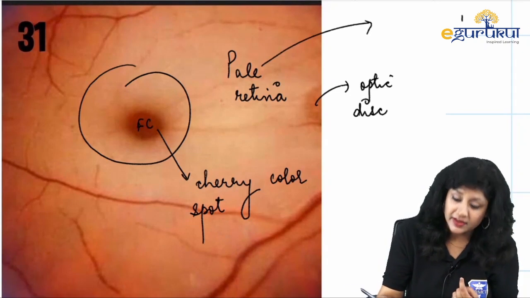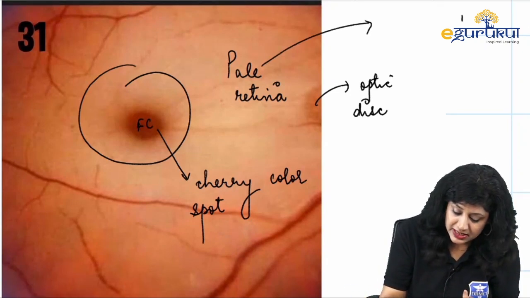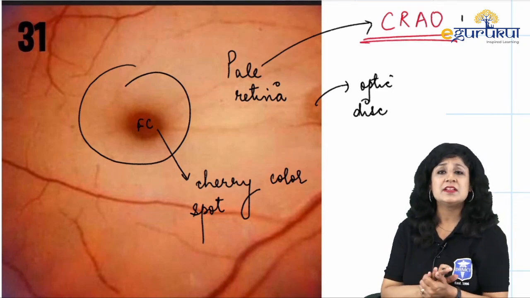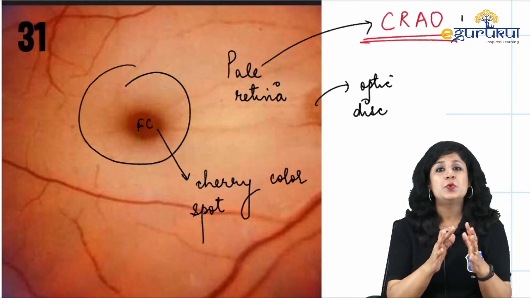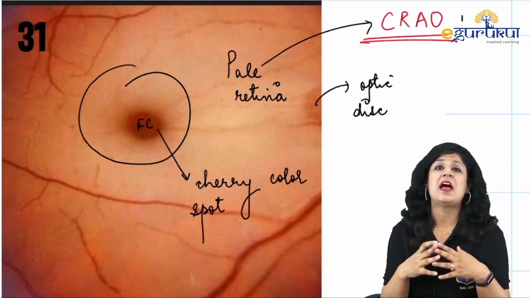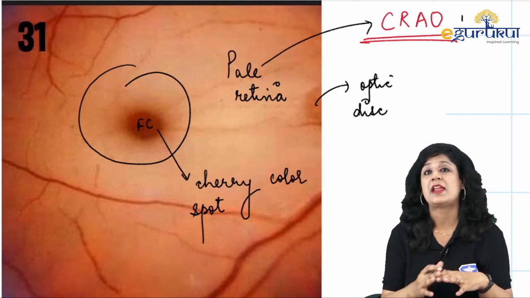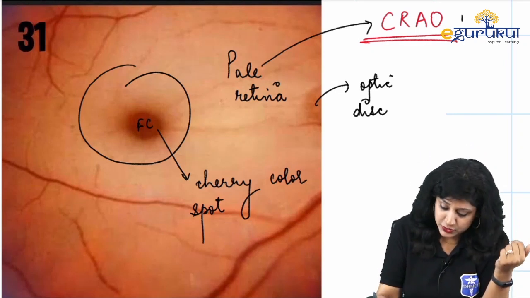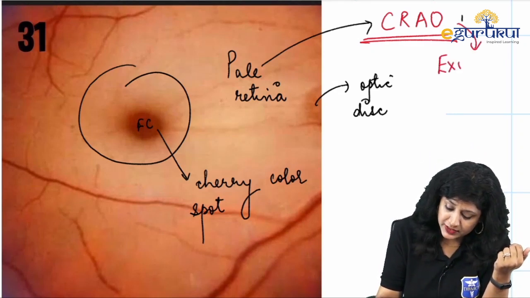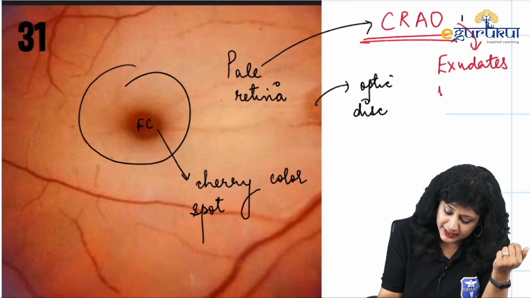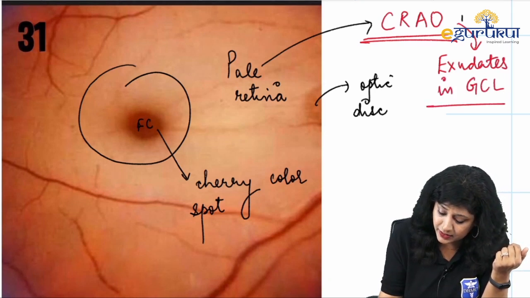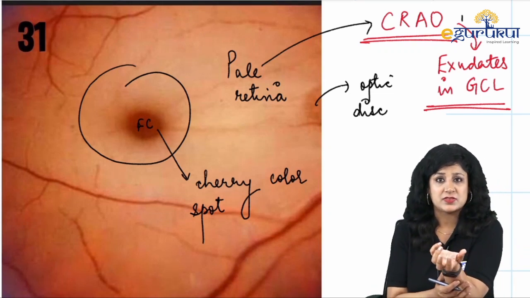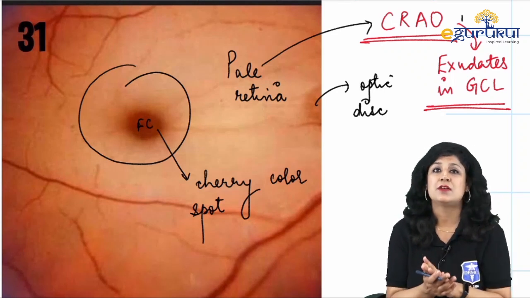So what could be there? It is a case of CRAO. So this clearly is a case of CRAO. Now, though you can get a cherry red spot at many other places also, here you are having the pale retina, milky white retina also. Why? Because of the collection of exudates in the ganglionic cell layer. And this ganglionic cell layer is actually absent in the fovea centralis. We have got lesser layers present in the fovea centralis.